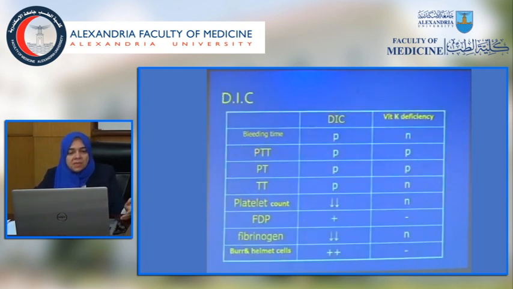How will we diagnose DIC? DIC will be diagnosed by prolonged PT, PTT, and thrombin time. All will be prolonged. Why? Because we have consumption of all the coagulation factors through this widespread coagulation inside the microvasculature. The platelet count will be decreased because it will be consumed in the multiple clots. The fibrin degradation products will be very increased, and the fibrinogen also will be very decreased because it will be consumed. We will see in the CBC burr and helmet cells, which are fragmented RBCs due to their entrapment in the fibrin meshwork.